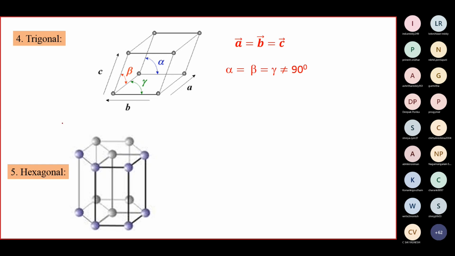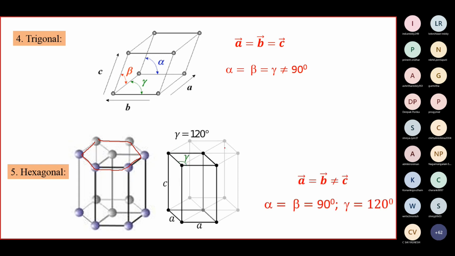Then we have hexagonal. So this is the hexagonal structure. Here the angle is calculated. Alpha equal to beta equal to 90. Alpha and beta are equal to 90, whereas gamma is equal to 120. That is how it has attained the hexagonal structure. And A and B are equal to each other, but not equal to C. Clear?